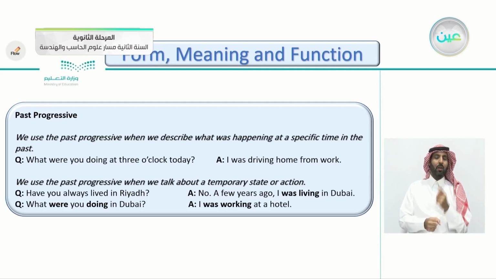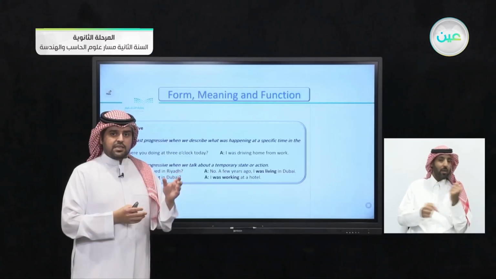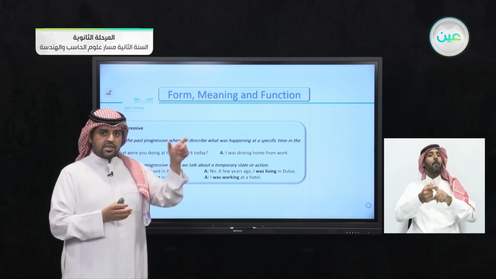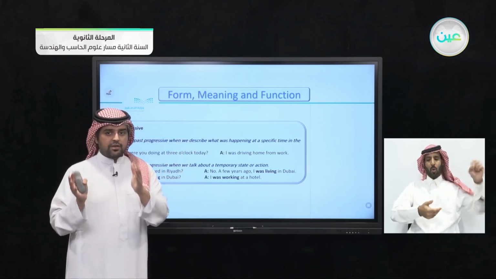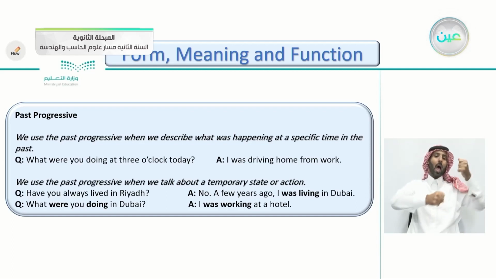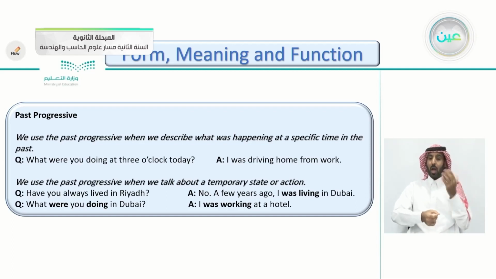Of course, the form of the past progressive is the past tense of the verb to be, which is was or were. Then we put the verb with the ing. You can see here, I was driving. This is the past progressive. Was or were, then the verb with the ing. Again, we use the past progressive when we talk about a temporary state or an action.